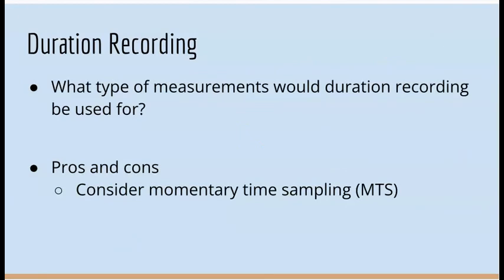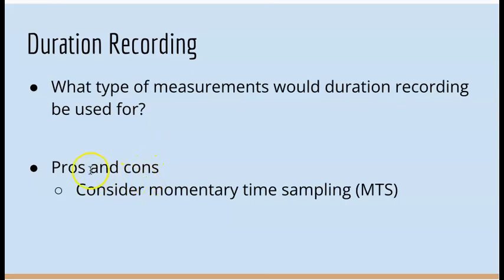So for duration recording, think about the types of measurements duration recording would be used for. They need to be some length of time. And the problem with duration recording, the biggest issue with it, is it takes a dedicated observer. You have to spend your focus completely on measuring that behavior, so you're ready to turn your timer on and off with the very onset of the behavior and with the offset of that behavior.